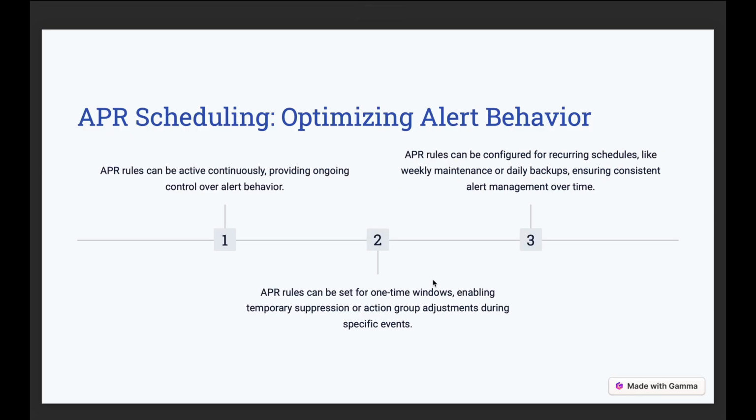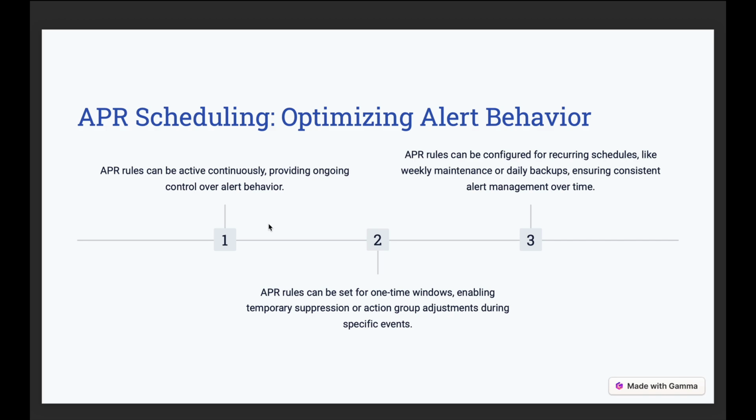Next is how we can optimize the alert behavior or scheduling. For APR rules, whatever scope we have defined, that is the resource or multiple resources, we can let it be active continuously. That will provide ongoing control over alert behavior.